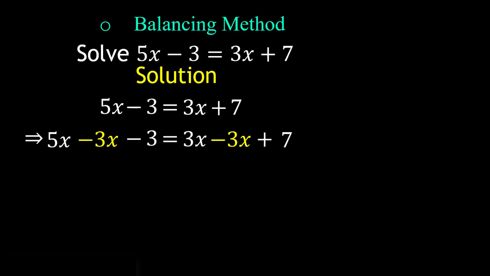That leads us to the expression we have on the screen, implying that 2x minus 3 is equal to 7. Since 5x minus 3x is equal to 2x, and then 3x minus 3x is equal to 0. So you now have 2x minus 3 at the left hand side, and then you only have 7 at the right hand side of the equation. We still have negative 3 or minus 3 at the left hand side of the equation. So what do we do?